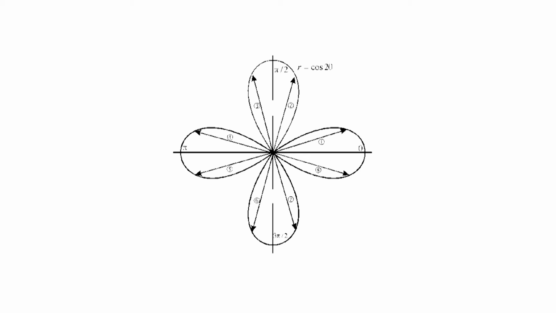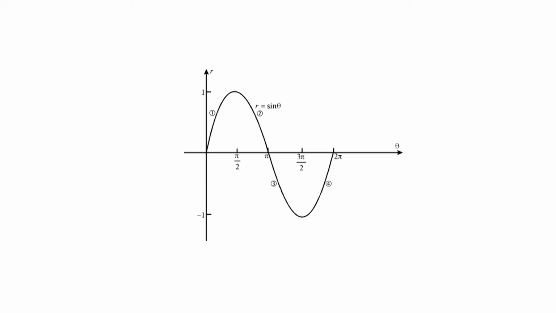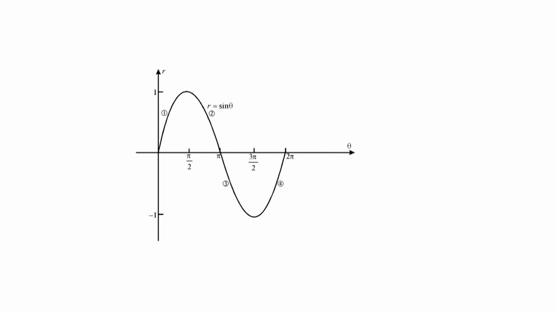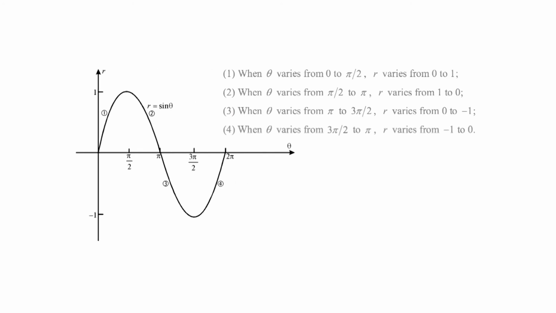As another example, we graph the curve given by the polar equation r is equal to sin theta. We first graph r as a function of theta in the Cartesian r theta plane, that is, we plot the graph of r is equal to sin theta in the r theta plane. Referring to the figure, it can be seen that: 1. When theta varies from 0 to pi by 2, r varies from 0 to 1. 2. When theta varies from pi by 2 to pi, r varies from 1 to 0.